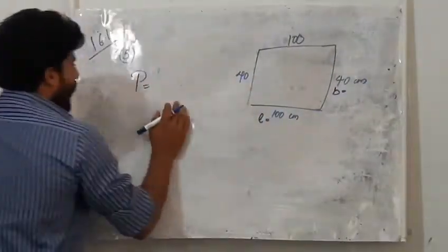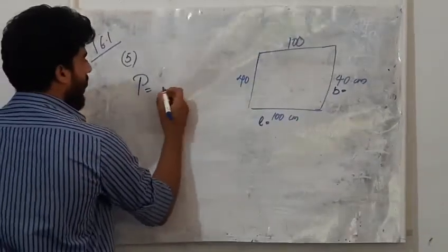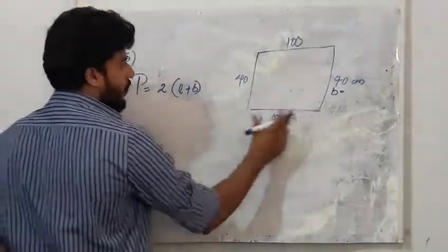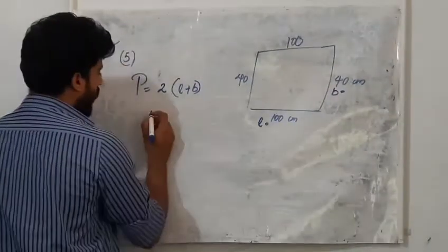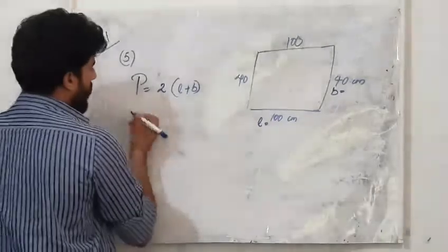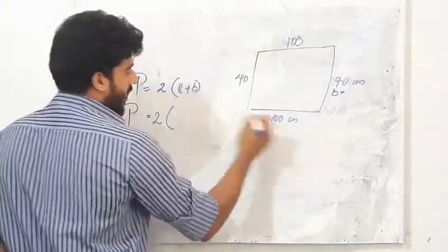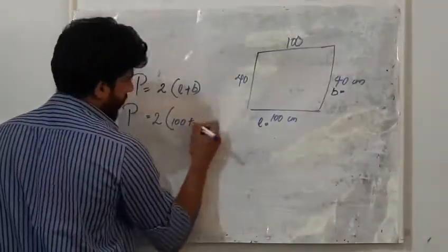These are the information given in the question. Now we are doing a quick equation. P is equal to 2 into L plus B, for a rectangle and also for a parallelogram. This is the rectangle given, and P is the one we need to find. 2 given, L, what is L given? 100, plus B given.